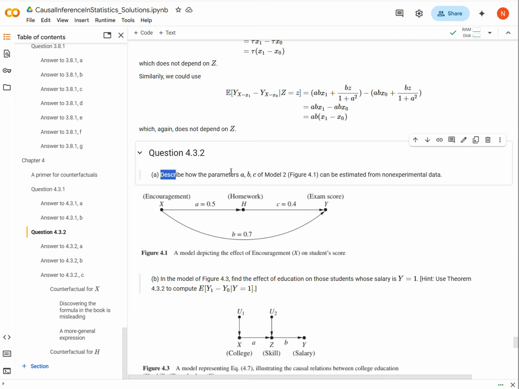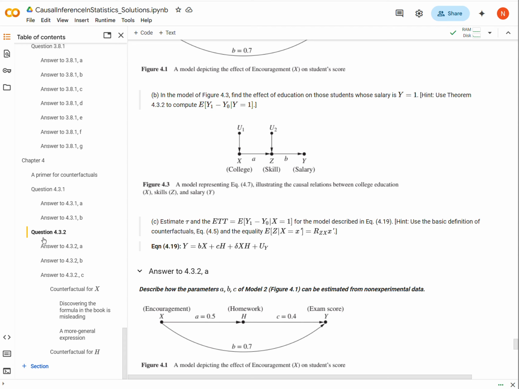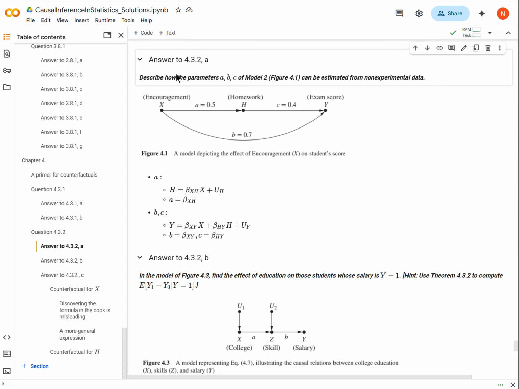In part A, let me just scroll down to the answer. We're looking at this DAG from figure 4.1 in the book, and we're supposed to describe how the parameters A, B, and C can be estimated from non-experimental data, in other words, from observational data. So first we'll tackle A here.